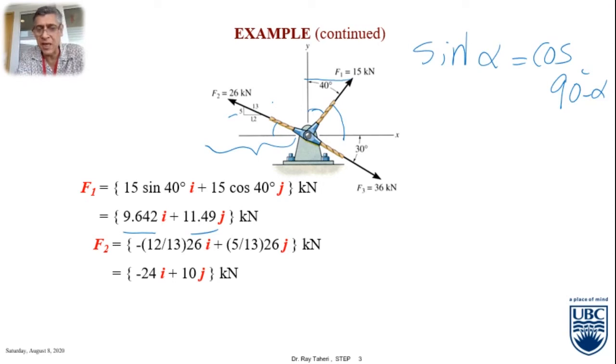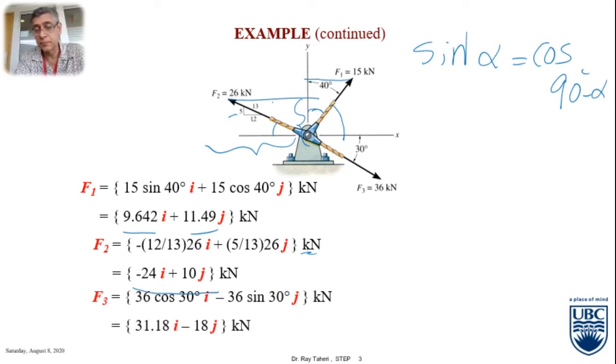So the value is negative 26 kilonewton, negative multiplied by the cosine of this angle, which is 12 divided by 13. The y is positive. This is the y. And the y is 5 divided by 13. So the final answer is this. X is negative, y is positive. And when it comes to the last one, you realize that x is positive, y is negative.